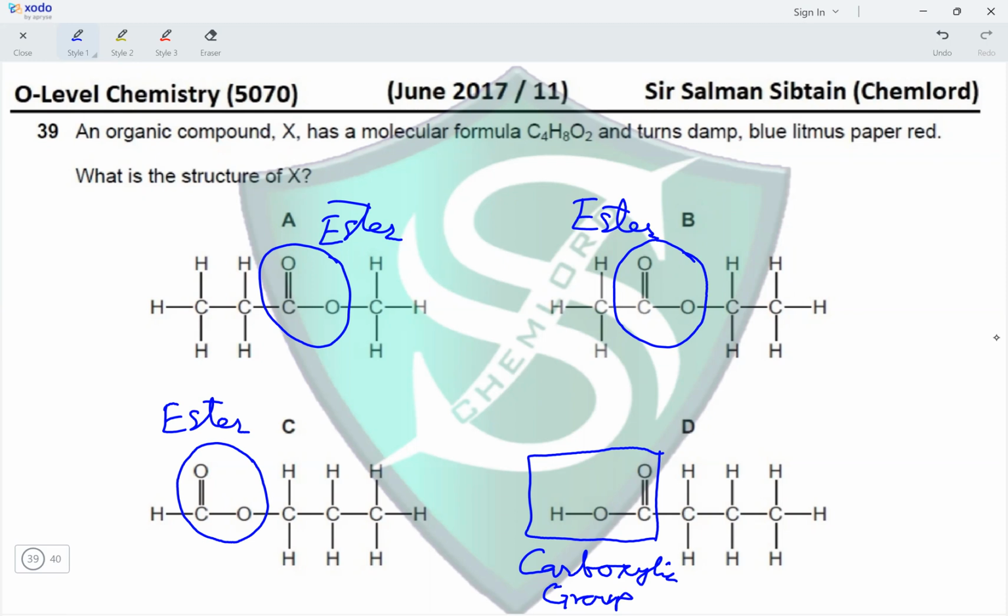And D has C4H8O2 as its molecular formula. Therefore, option D is the correct option for this question.